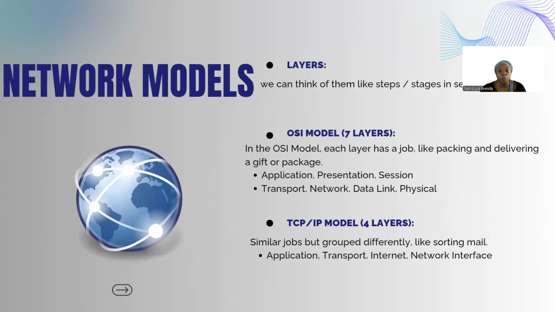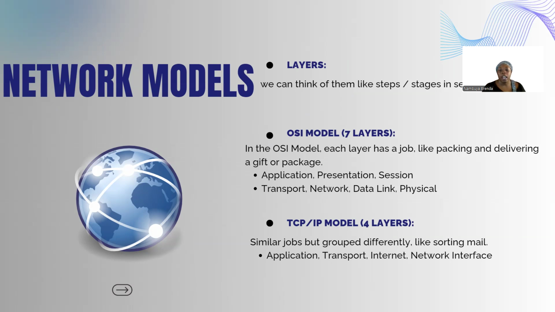Now let's go to our network models. They're in the form of layers, which are like steps or stages. For example, you have the OSI model, which has a job like packaging and delivering a gift. Can you imagine? Some of you, I know you use apps, let me say TikTok, go live. You're going to receive a gift from someone or your fans, people who like your content. Then basically the 7 layers: application, presentation, session, transport, network, data link, physical. Although I've started from the last one, it's actually the other way around. Usually you start from the physical, data link, network, transport, session, presentation, and the application, where the data is going to appear at the end.